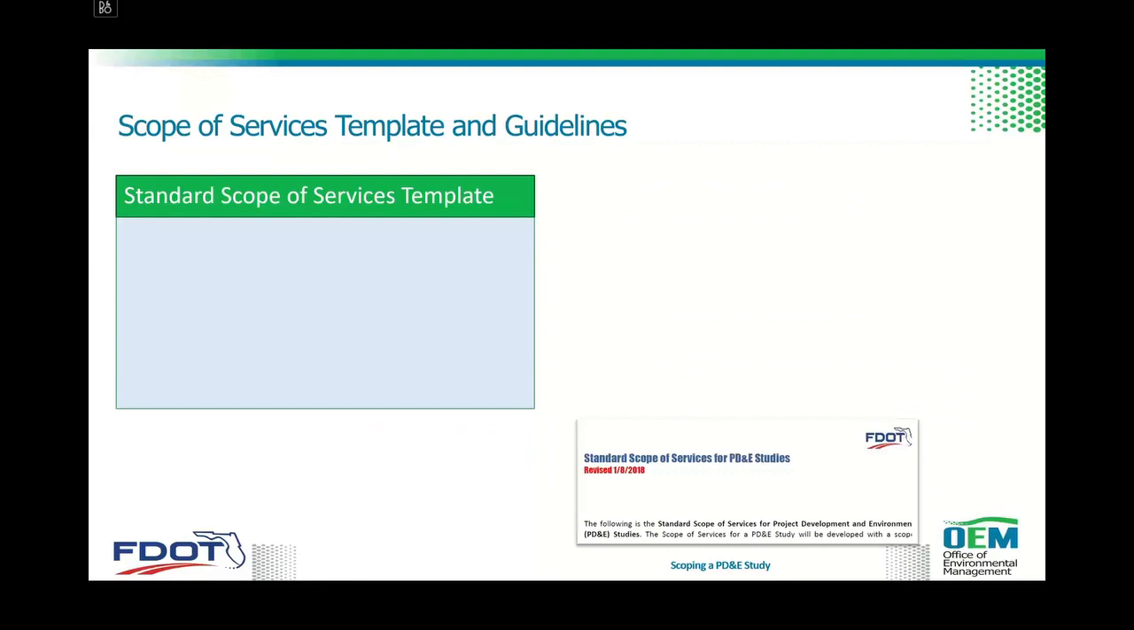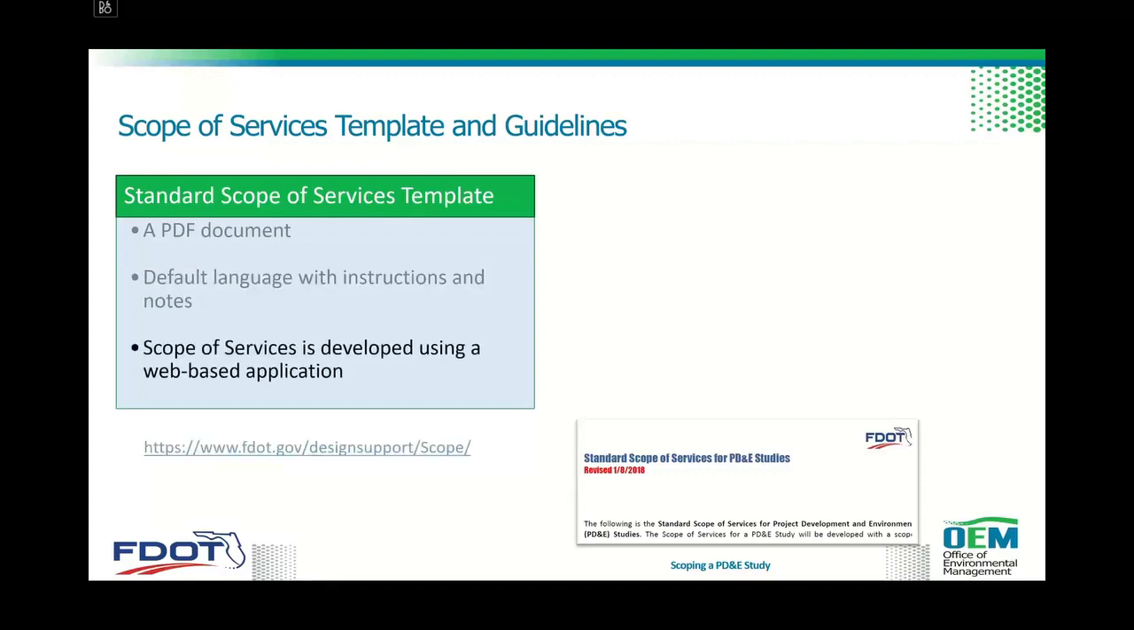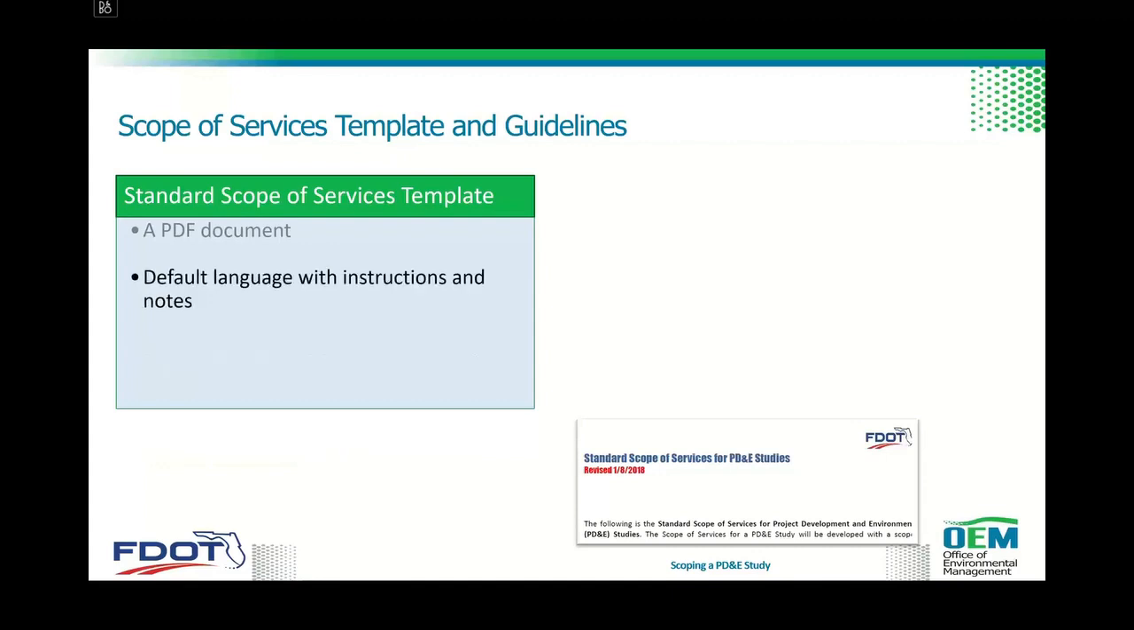So we have available a scope of services template, and there are guidelines available also on both OEM's website and the project production support website under the Office of Design. The standard scope of services template is a PDF document. It includes default language with instructions and notes, and is developed using the web-based application SWEP. And shortly we'll show you how the PD&E scope of services is developed.